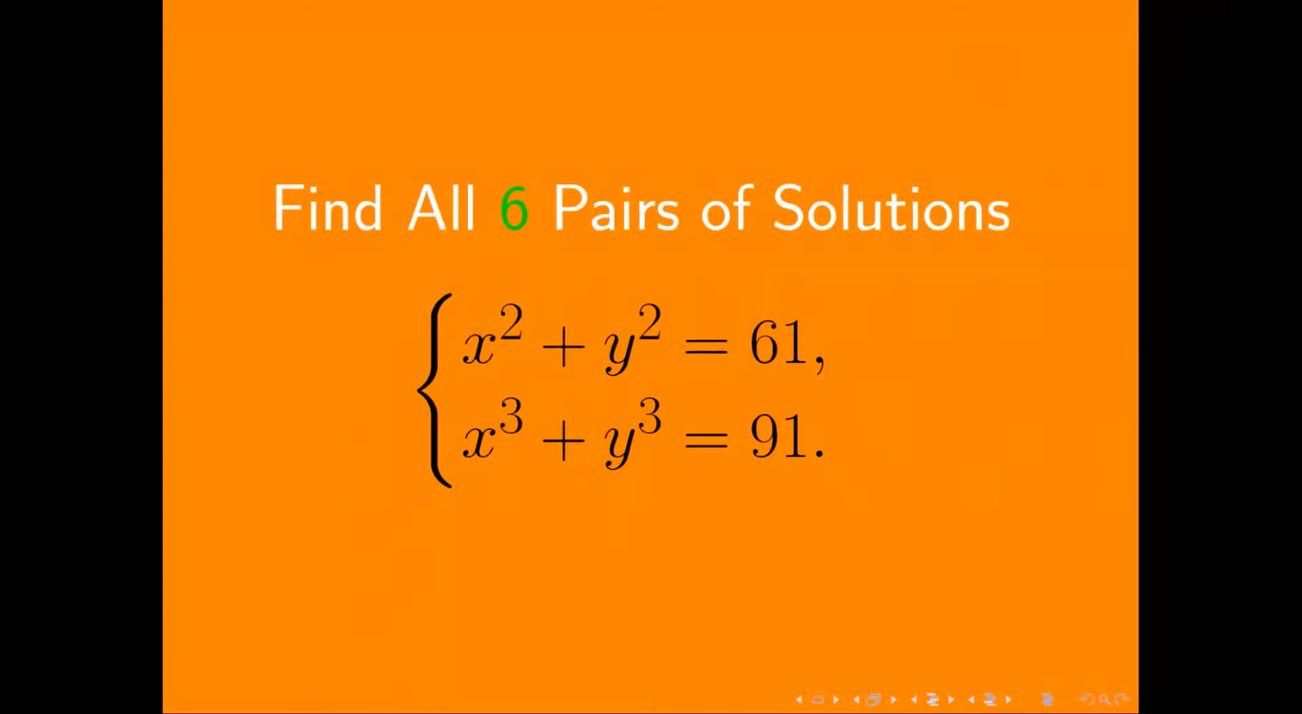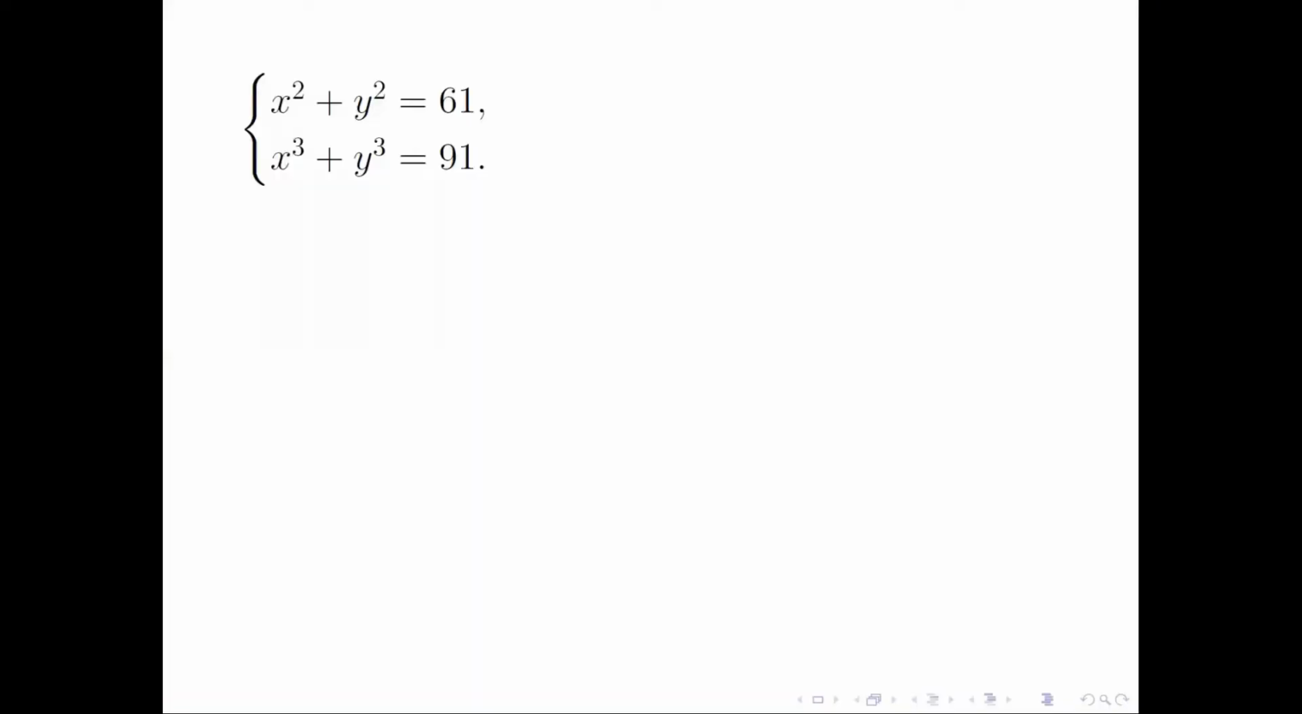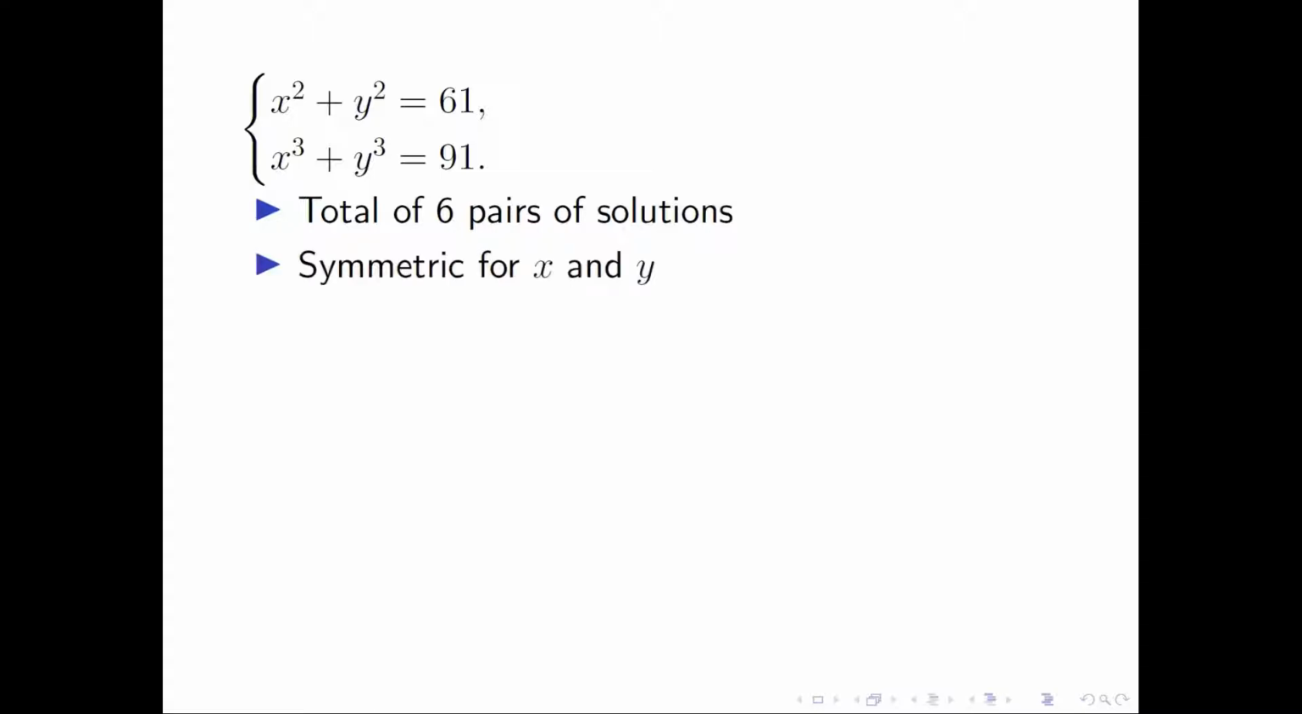Hello, everyone. Today, we are going to solve a system of polynomial equations. We have two equations in the system. One is second order, the other is of the third order. 2 times 3 is 6, so we may have up to 6 pairs of solutions, including complex numbers. Let's take a look at the equations.